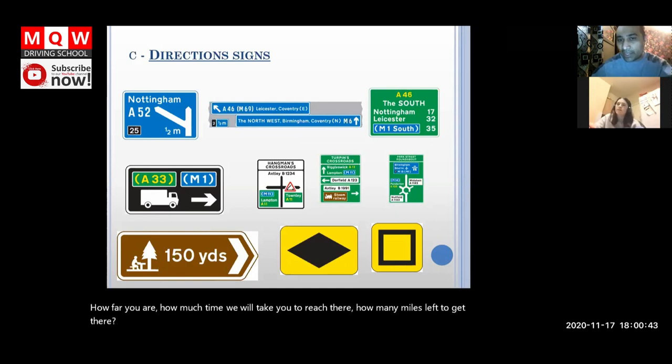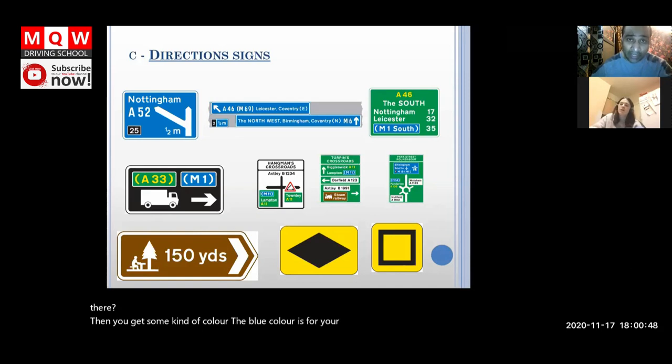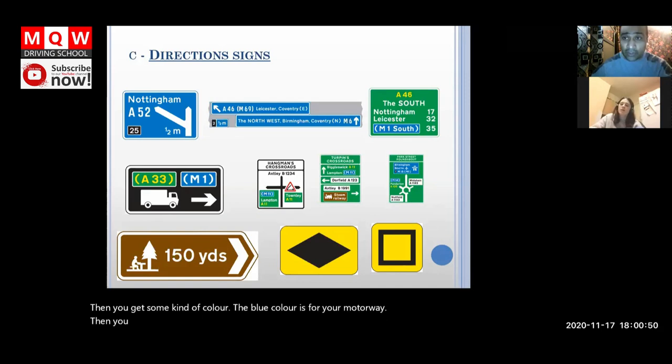Then you get some kind of color. The blue color is for your motorway. Then you got green color, which is for your ring roads, primary roads.